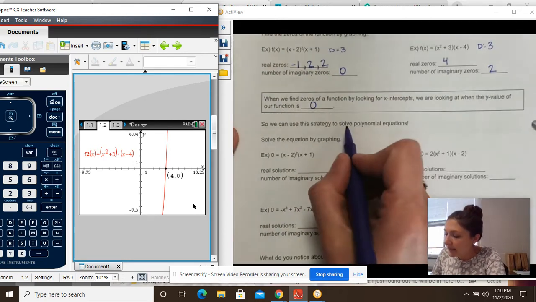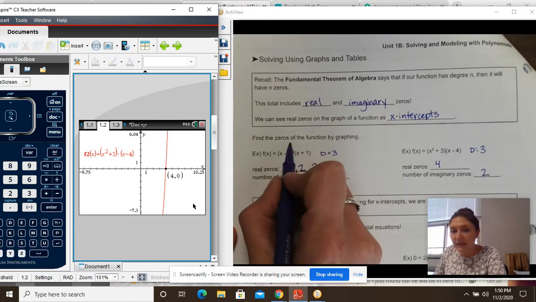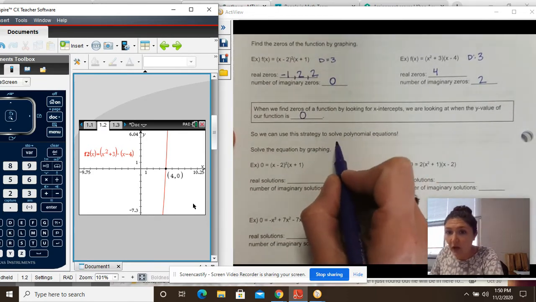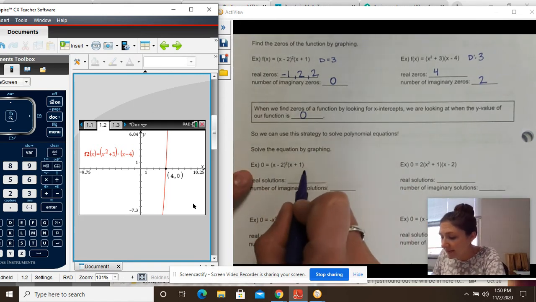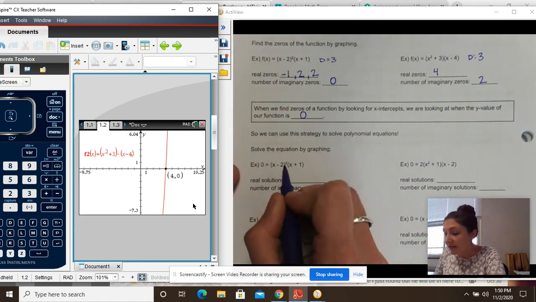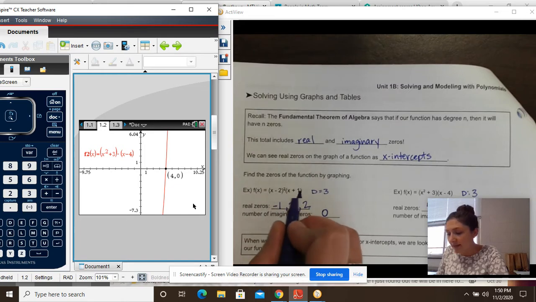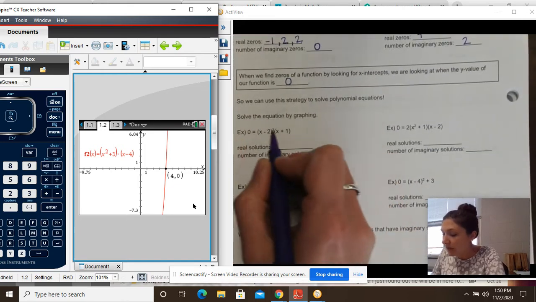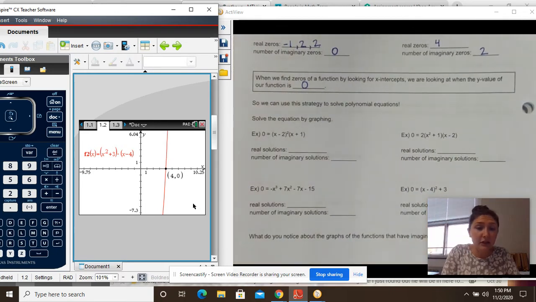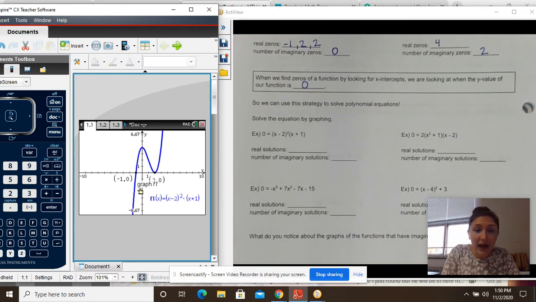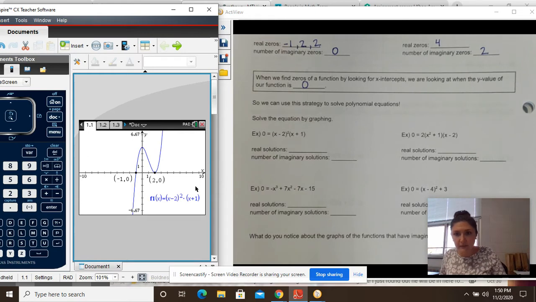So as we look at solving, here I asked you for the zeros of the graph. Now I'm telling you to solve. I'm asking you for the same thing. So if we're going to solve this equation by graphing, this is the same one that was our first example, right? If I'm asking you to solve this equation by graphing, I'm asking you then to take a look at that graph and tell me where the x-intercepts are.